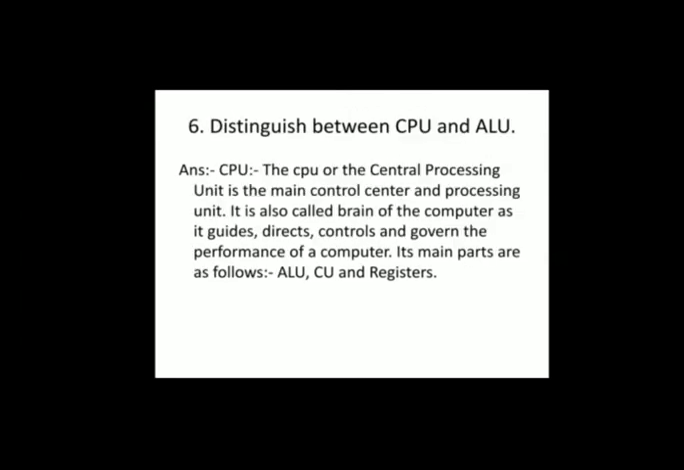Question number 6. Distinguish between CPU and ALU. CPU: The CPU, or the central processing unit, is the main control center and processing unit. It is also called the brain of the computer, as it guides, directs, controls and governs the performance of the computer. Its main parts are as follows: ALU, CU and registers.